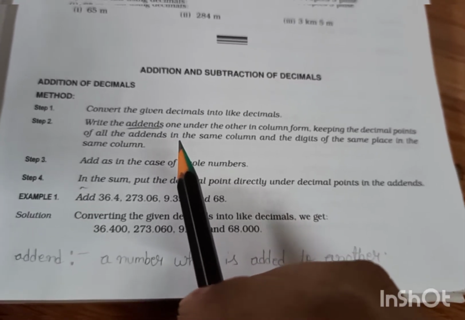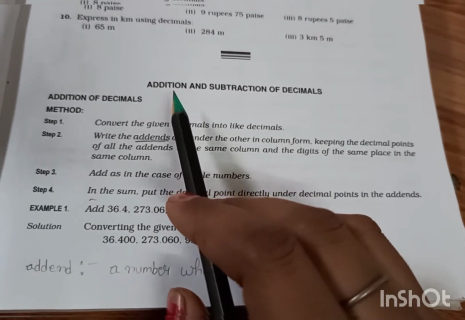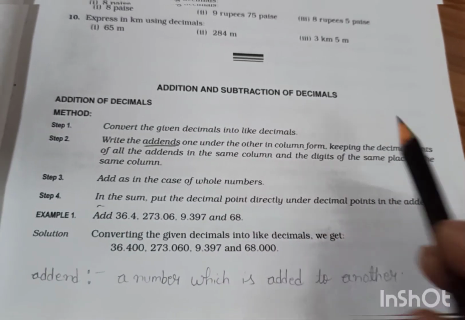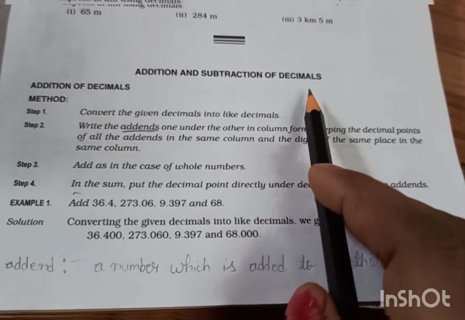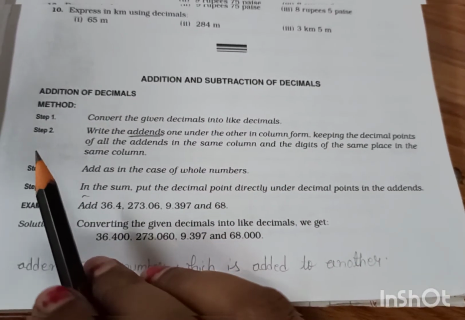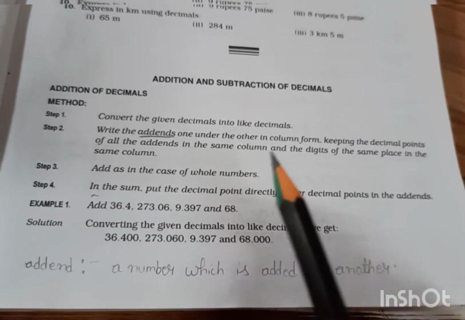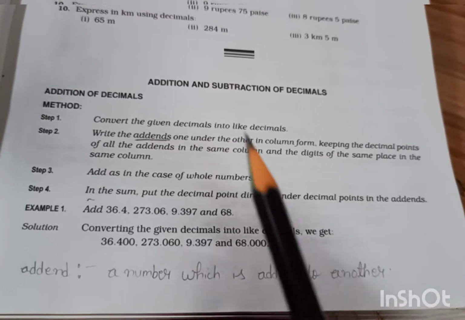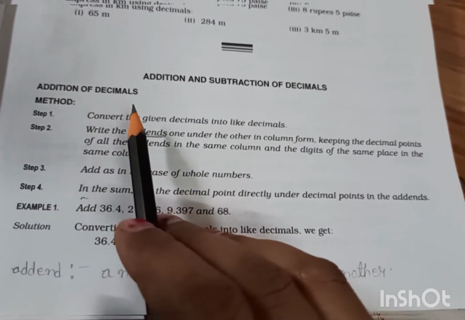Today, we are going to start our next exercise. So, today's topic is addition and subtraction of decimals. Because our chapter is decimals, and in the previous exercise, we had studied how to convert decimals to fractions and fractions to decimals. Today we will learn addition of decimals.